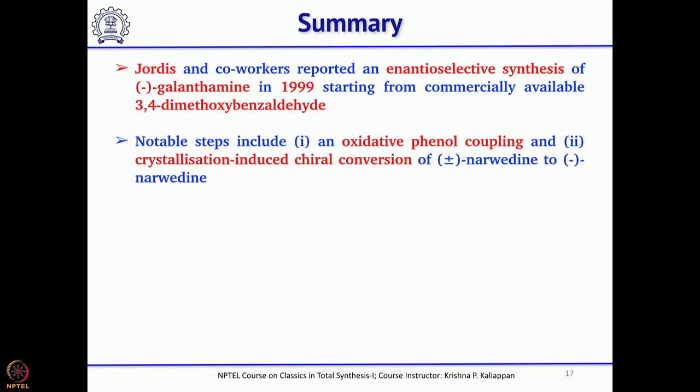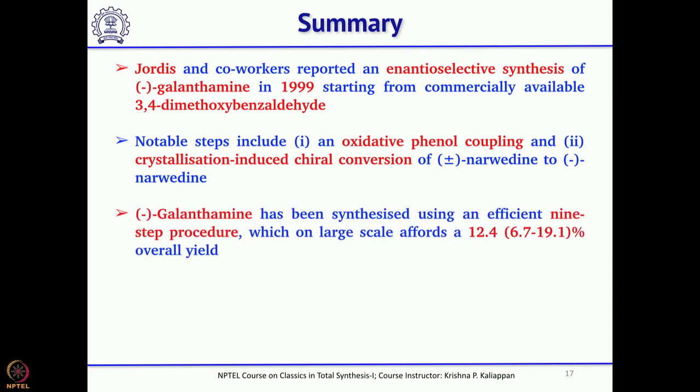So overall, if you look at this, they started with a simple commercially available starting material called 3,4-dimethoxybenzaldehyde, and like Barton's group, they also used the oxidative phenol coupling as the key reaction. And the most important one was the seeding technique: they added chiral norbidine to the racemic norbidine they prepared using their method, and using this seeding technique they could convert the racemic into the expected naturally occurring minus norbidine.